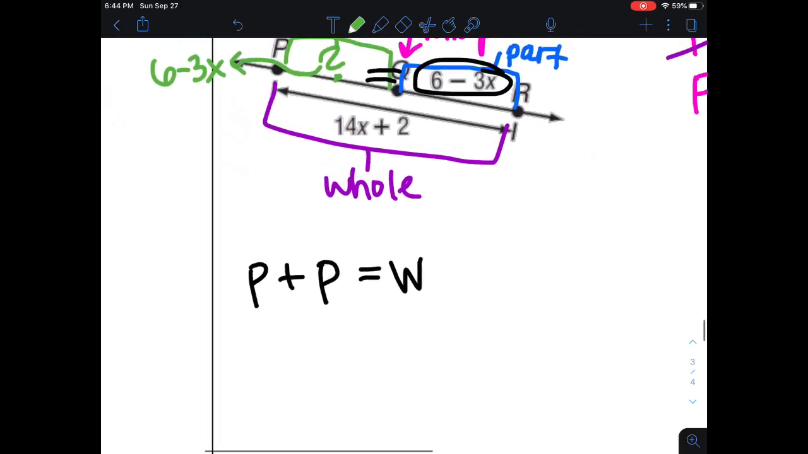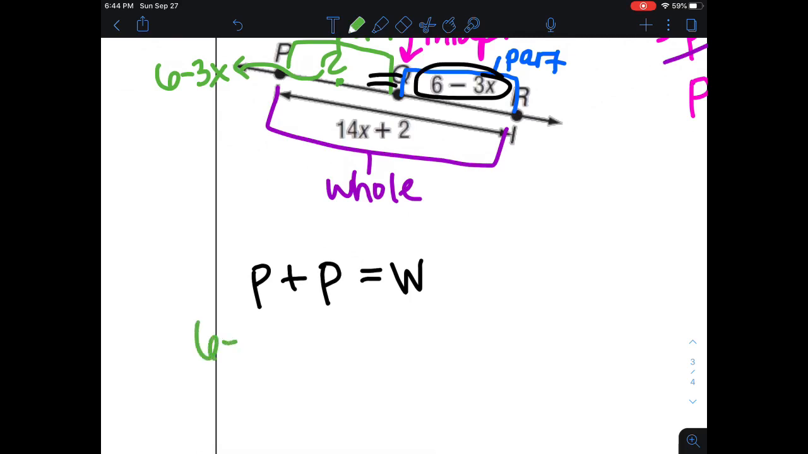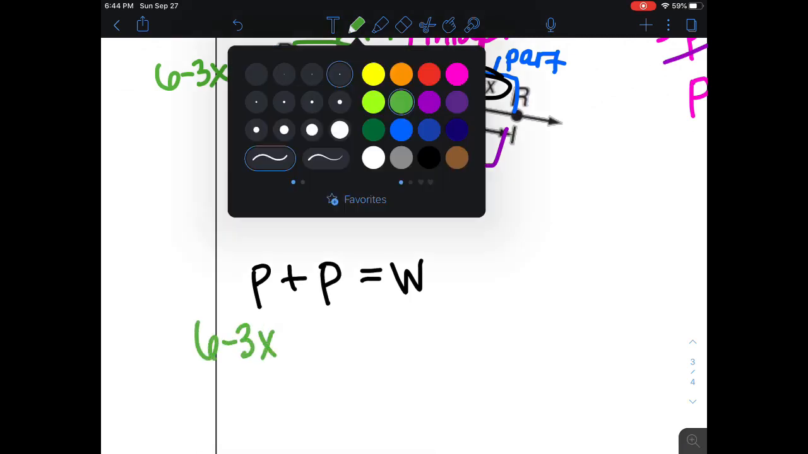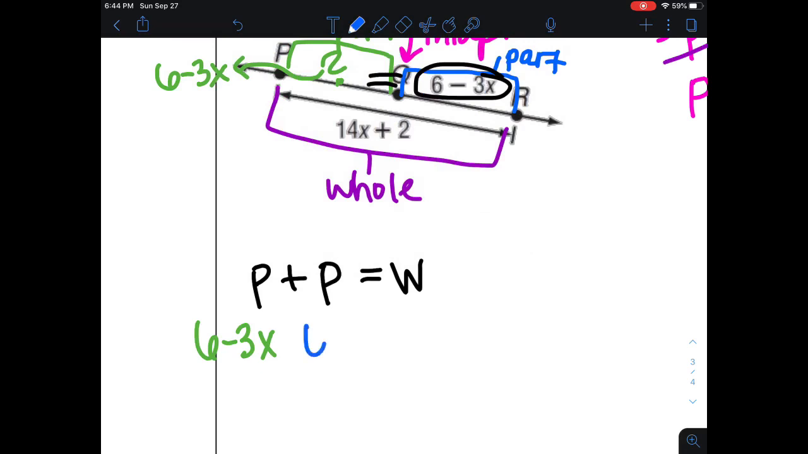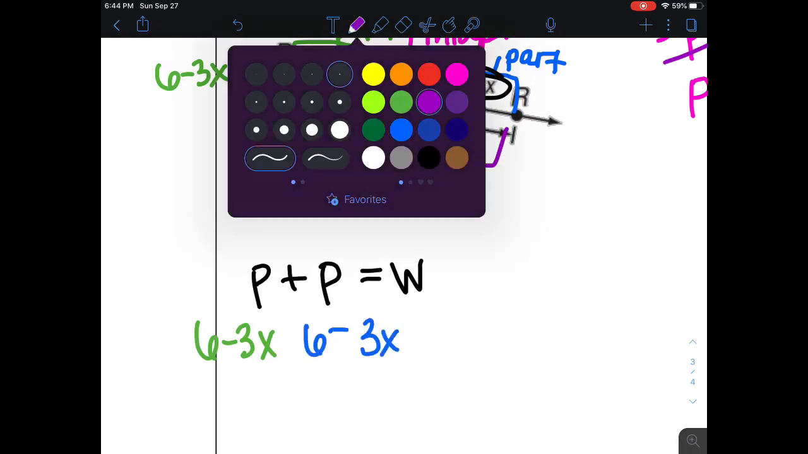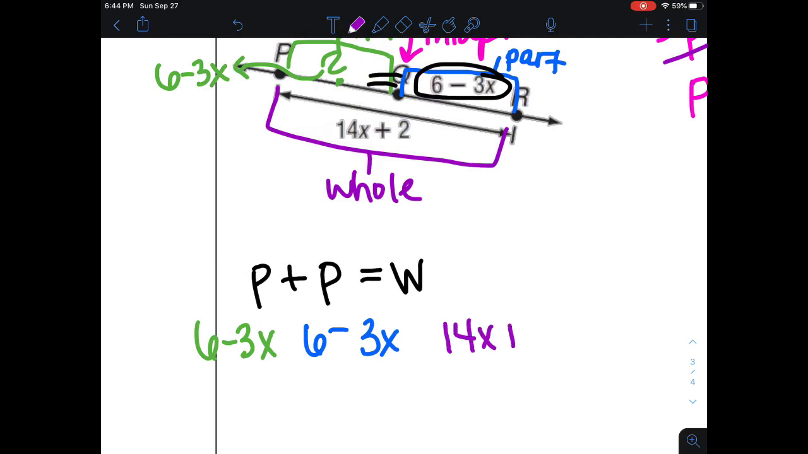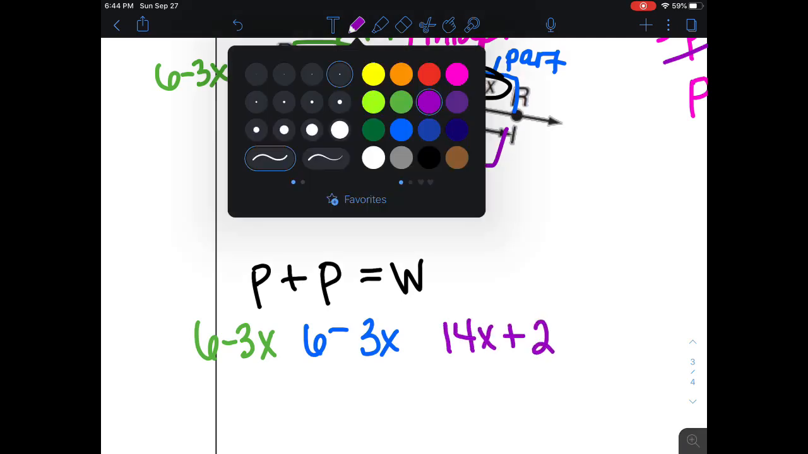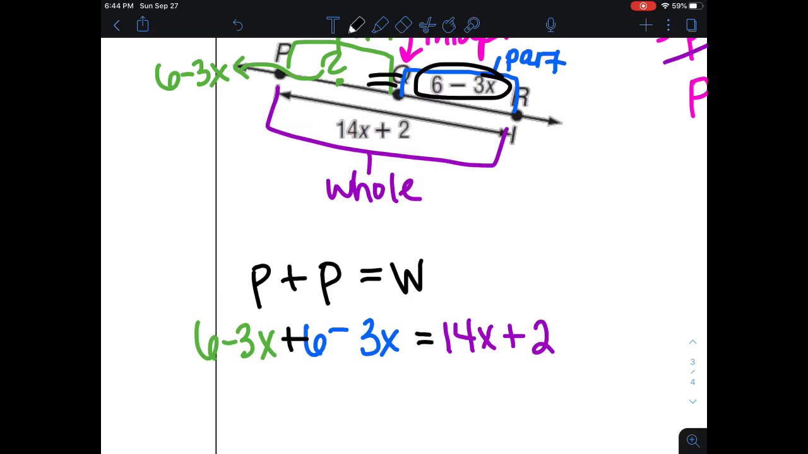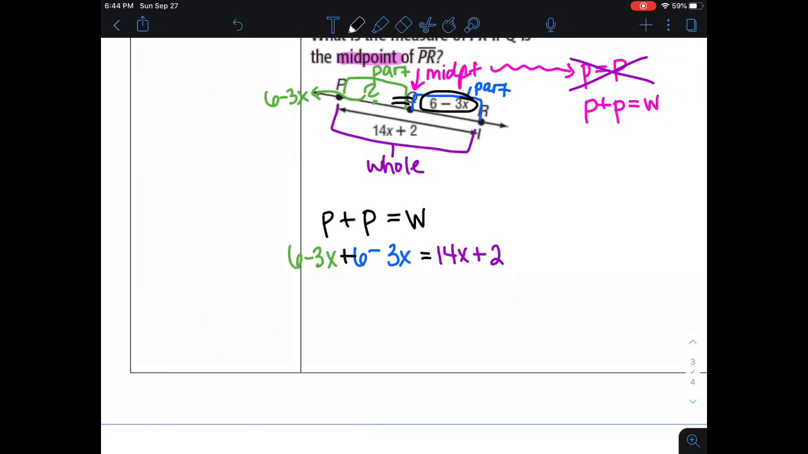All right, so I'm going to write that down here. So we got 6 minus 3x. That's one part. We got 6 minus 3x. That's the other part. And then we got the whole thing, which is 14x plus 2. All right, let me put my little pluses and equals in the middle. Okay. All right, so there we go. And now we're just going to solve this thing.